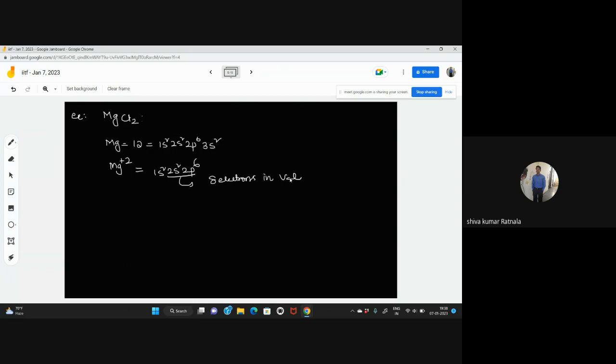Now, there are two chlorine atoms, right? Yes. So one chlorine has 17 electrons, so it will have 1s2, 2s2, 2p6, 3s2, 3p5, and Cl minus will have 18 electrons. So it will be 1s2, 2s2, 2p6, 3s2, 3p6. So each chlorine has 8 electrons like this, that means 8 electrons in the valence shell.